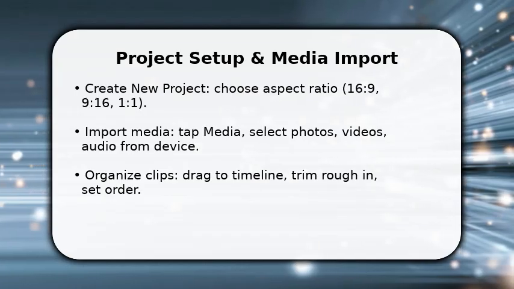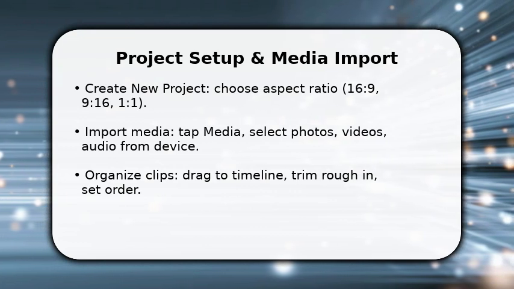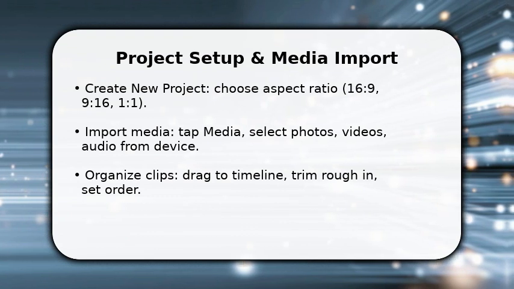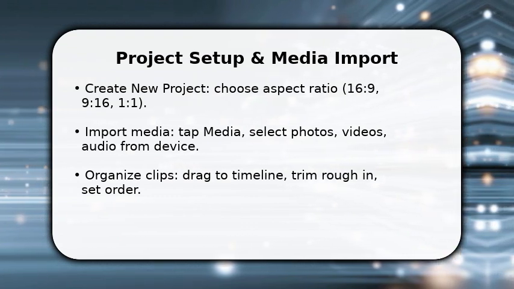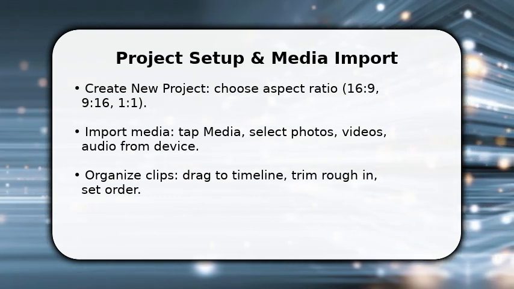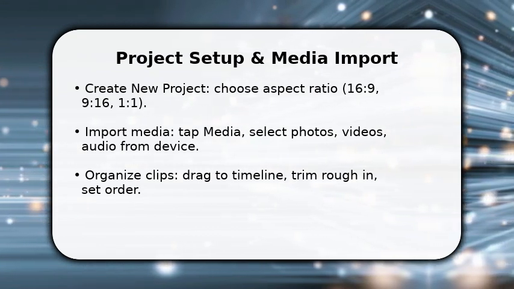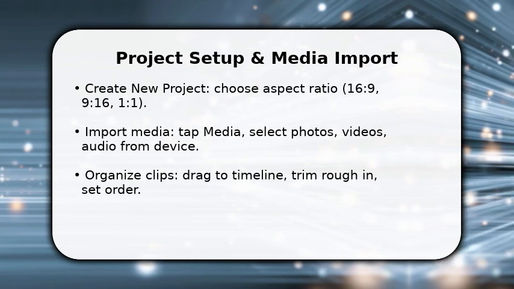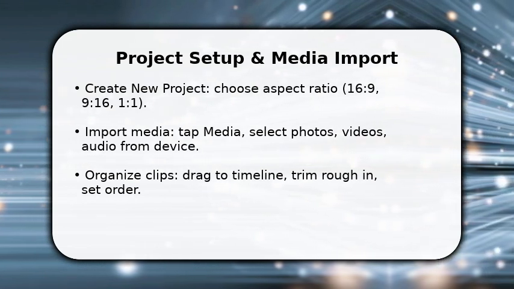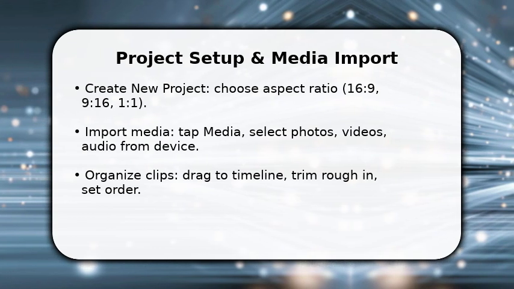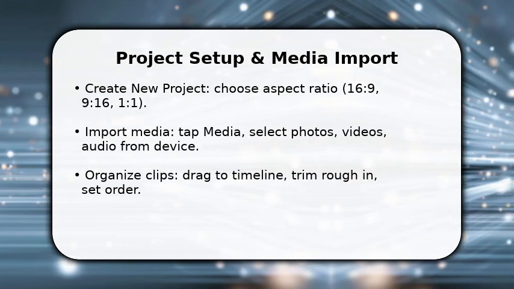You start by creating a project and picking the correct aspect ratio for your platform, such as 16:9 or 9:16. Once done, import all photos, video clips, and audio using media, then place them onto the timeline in rough order. Make sure to trim the in and out points on each clip so playback flows. As you work, label or group critical assets. This prevents re-imports and saves time when you move into editing and effects.